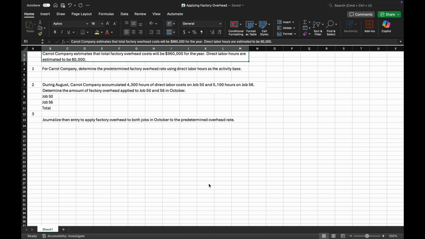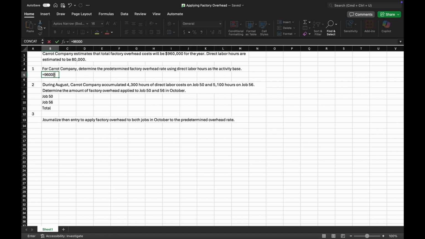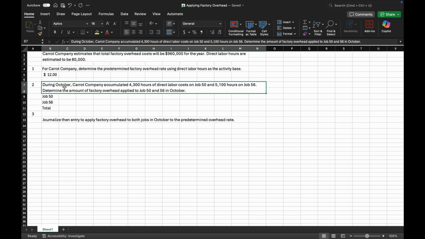So for question 1, which is to determine the predetermined factory overhead rate using the direct labor hours as the activity base, all we have to do is divide the factory overhead costs by the direct labor hours. For us, that'll be $960,000 divided by 80,000 labor hours, which comes out to $12 per direct labor hour for the predetermined factory overhead rate. Now for the second question.